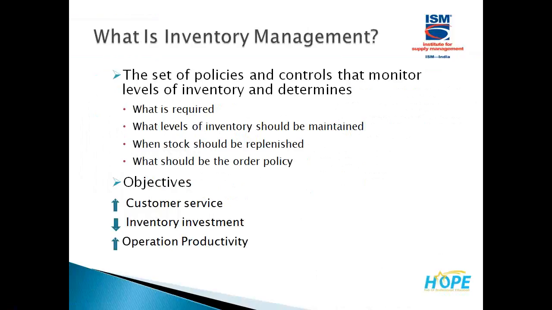Then if suppose my requirement of an item is an A class item, how much of the item is required in my system. If B class items are there, then how many items are required in my system. So my objective is that I can do the inventory management for best customer service. I can reduce my inventory investment, and my operational productivity should be higher.